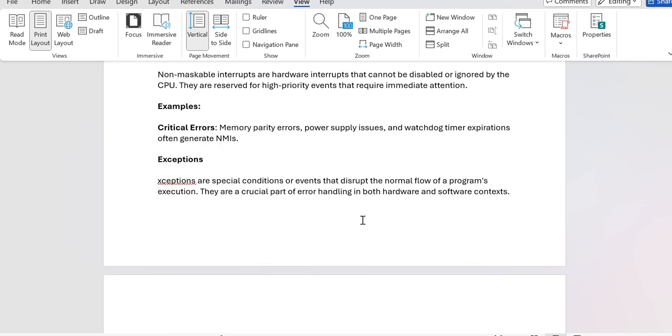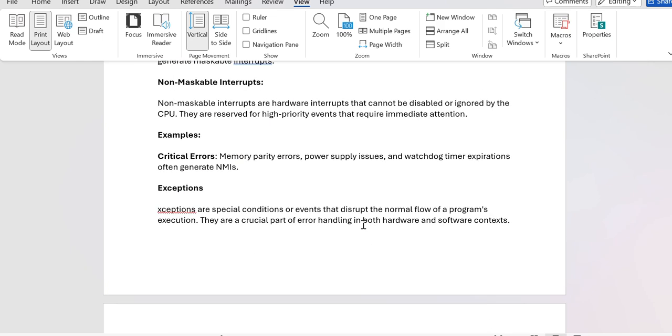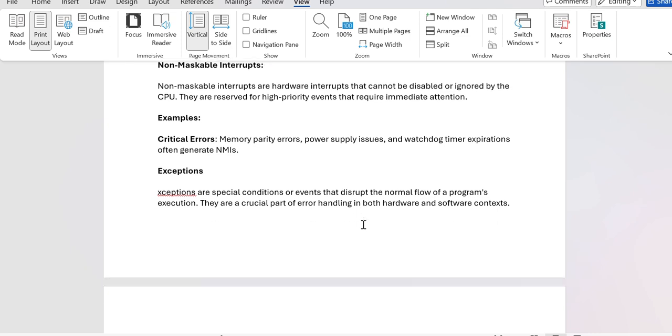Non-maskable interrupts. Non-maskable interrupts are hardware interrupts that cannot be disabled or ignored by the CPU. They are reserved for high priority events that require immediate attention. Examples: critical errors, memory parity errors, power supply issues, and watchdog timer expirations often generate NMIs.